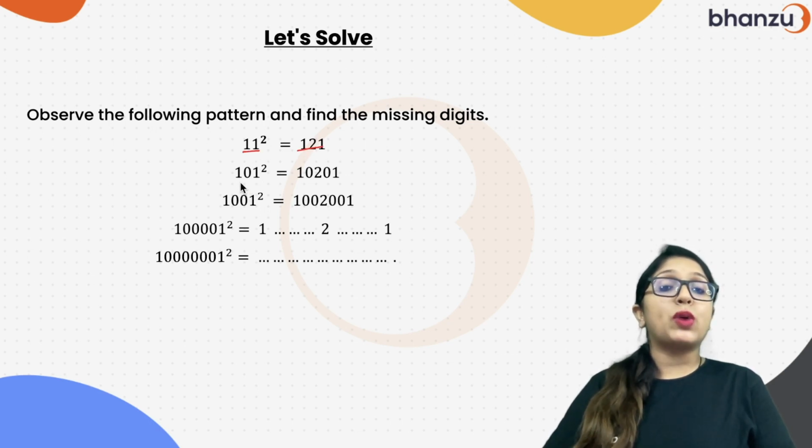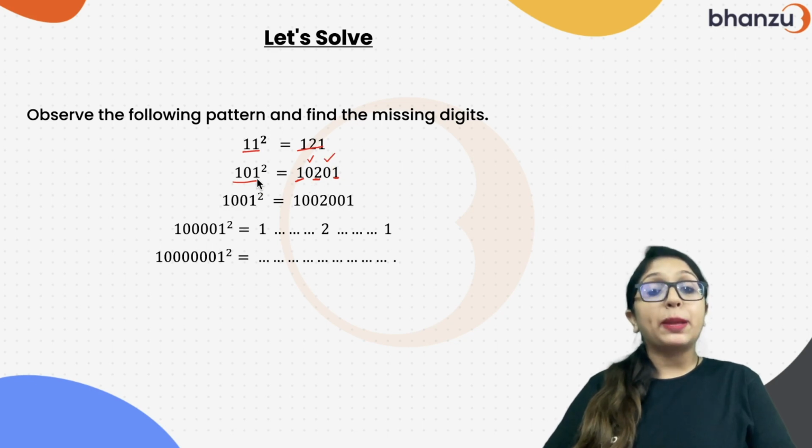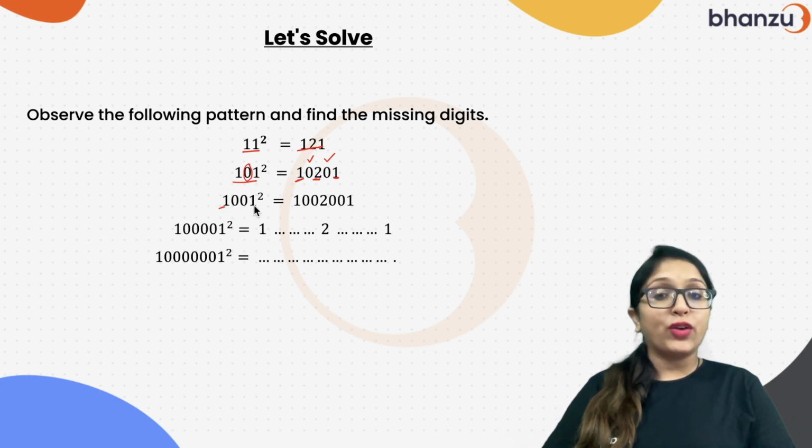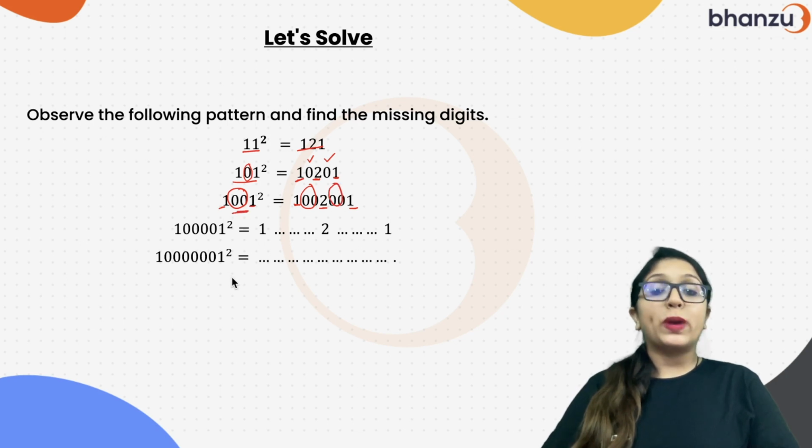Now if we see the square of 101, 1, 2 and 1 are already there, but the number of zeros between 1 and 2 and then 2 and 1 depends upon the number of zeros in the question over here in the middle. And then if we see the similar thing over here, we can see 1 is there at the extreme ends, 2 is there in the middle. Now number of zeros between 1 and 2 and 1 depends upon the number of zeros here in the question.